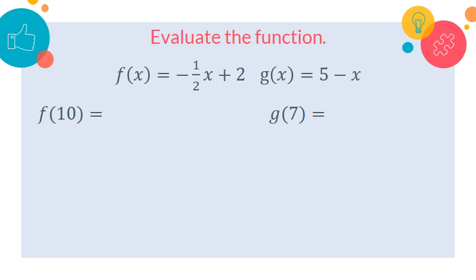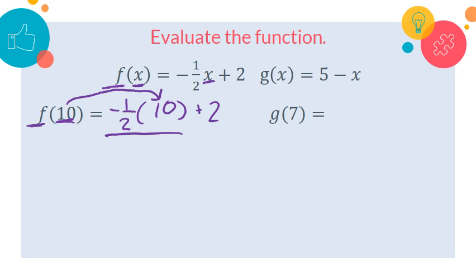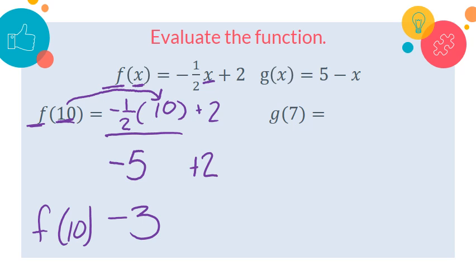Let's try this one more time with different functions. On this one, I have the f function, and instead of x, I want to plug in 10. So I'm going to rewrite the rule, but wherever there's an x, I'm putting a parenthesis. Wherever there's a parenthesis, I'm plugging in a 10. Multiply first. Negative times positive is a negative. Half times 10 is 5. Bring down the +2. -5 plus 2 is -3. So f of 10 is equal to -3.